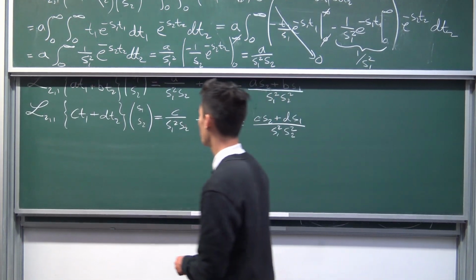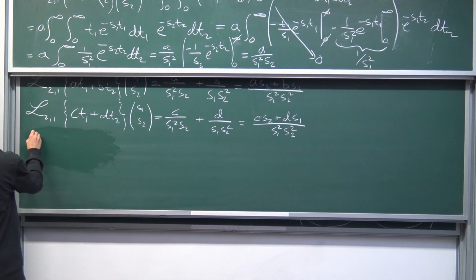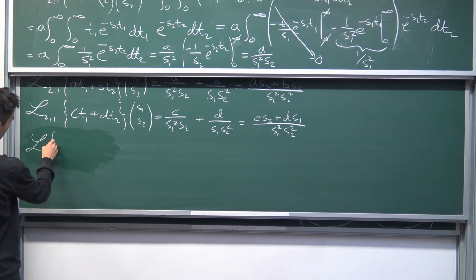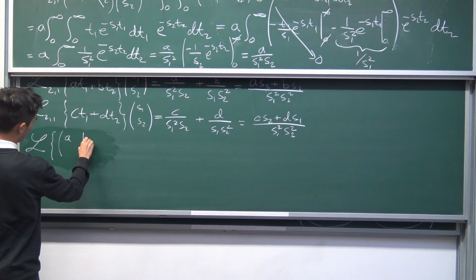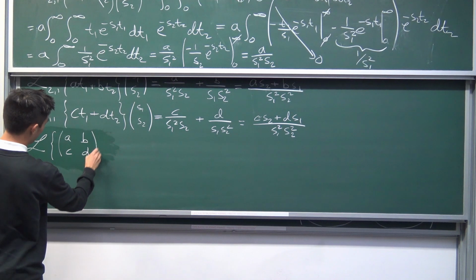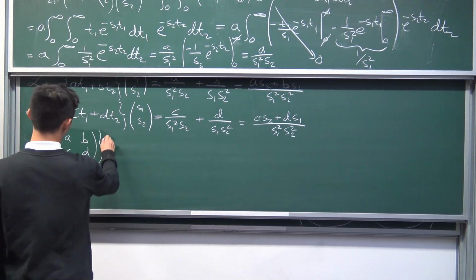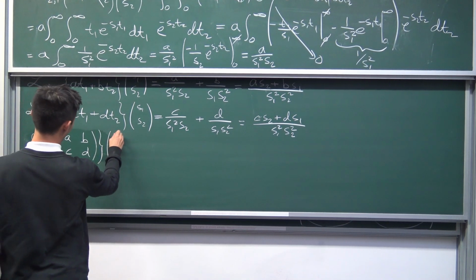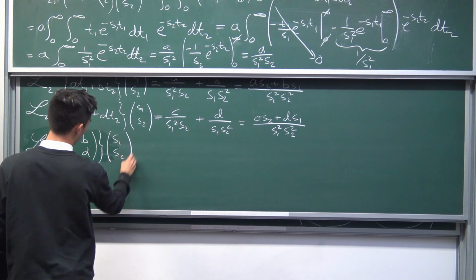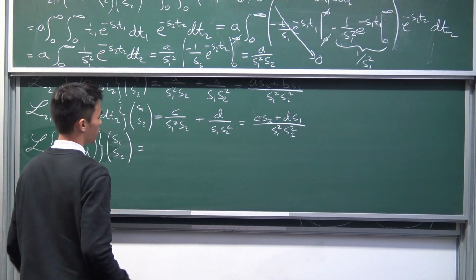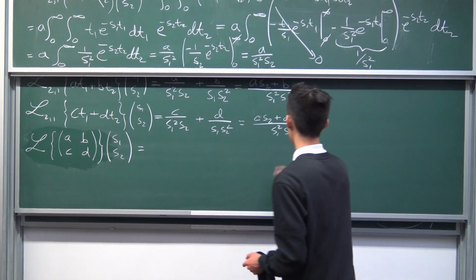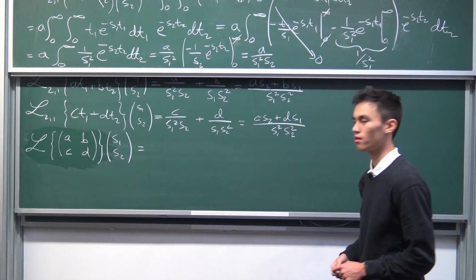Let's write this as a column matrix. So finally, we have the Laplace transform of the matrix. We have A, B and then C, D. What is that going to be over there? Well, we need some S variables, let's say S1 and then S2, as we have before. Well, this is just going to be, notice we can factor out S1 and S2 squared on the denominator.